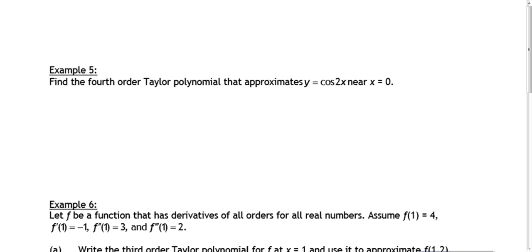So example 5, find the 4th order Taylor polynomial that approximates y equals cosine 2x near x equals 0. Now 4th order means I'm going to go up to the 4th degree. And again, I'm just going to do a substitution. So I start with my cosine.